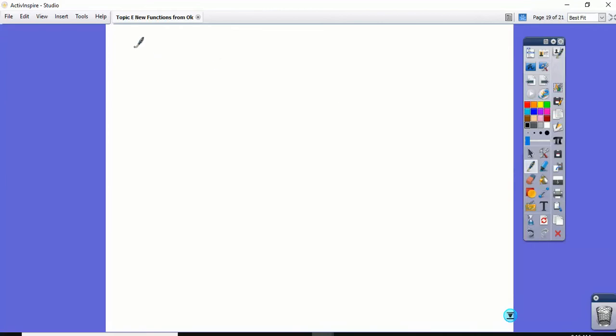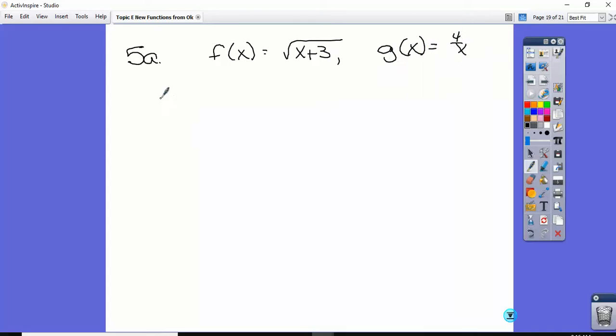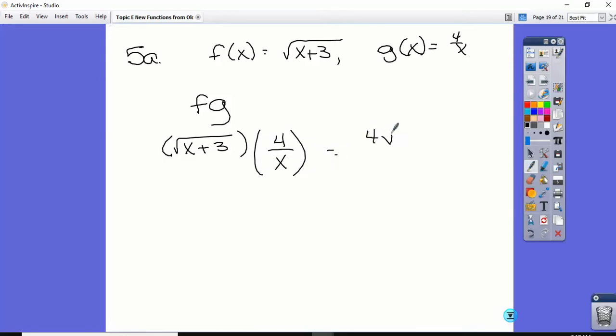So on your homework assignment, 5A, let's go ahead and work it out. It tells us that f of x is the square root of x plus 3. G of x is 4 over x. We want the domain of f times g. Probably the easiest way to do that is just to go ahead and multiply those and see what it looks like. If you take f, square root of x plus 3, times g, that's 4 over x. Not very interesting. That actually doesn't simplify a whole lot. We don't have a lot we can combine.